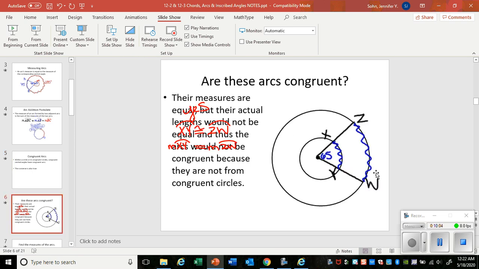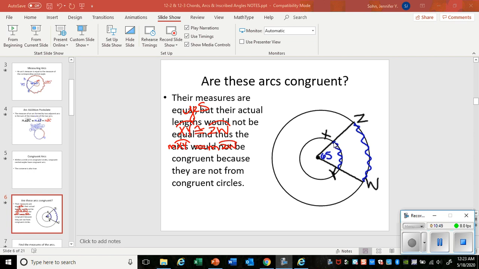So when you have something like this, let's take a look. Are these arcs congruent? Their measures are equal, they're 65 degrees over here. But their actual lengths will not be equal, and thus the arcs will not be congruent because they're not from congruent circles. So basically, arc XY and arc ZW have equal measures, 65, but their actual lengths are not equal.